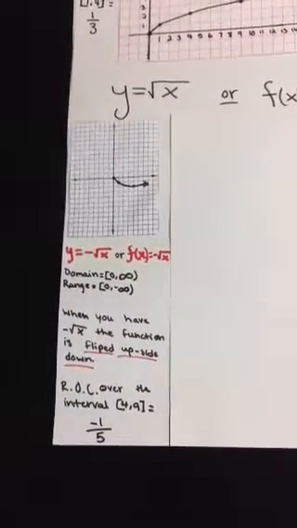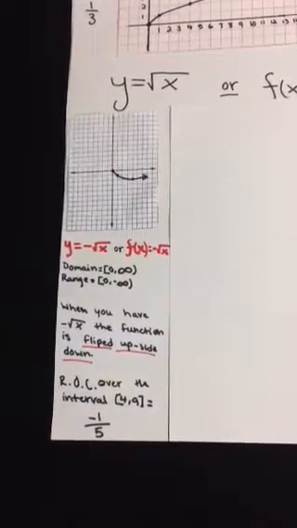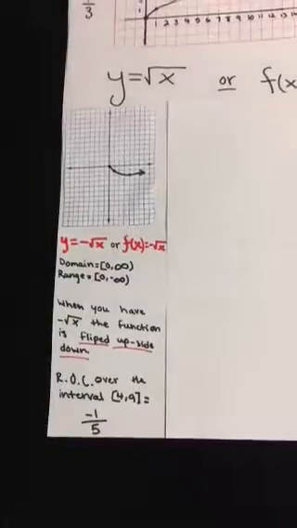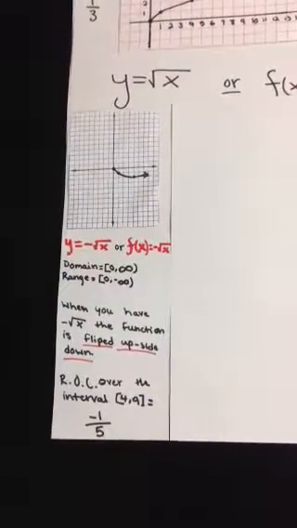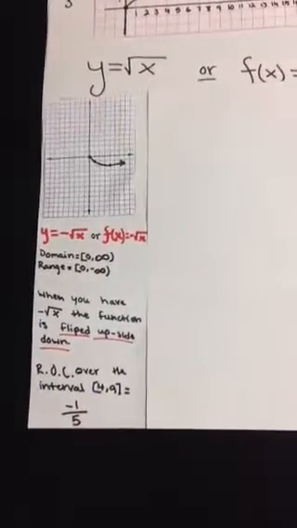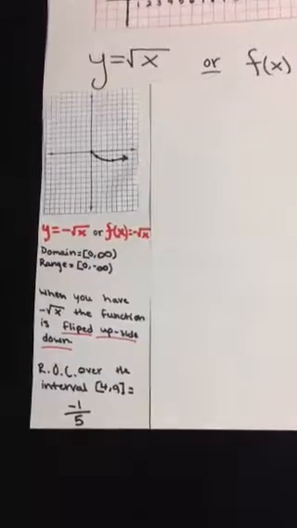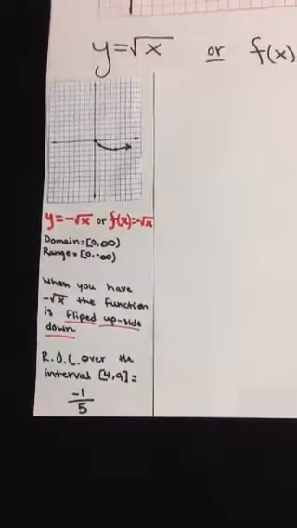Now that the function is flipped, it is written as y equals the negative square root of x, or f of x equals the negative square root of x. Although this function is becoming negative, no matter what, it will always be increasing. The rate of change of this function over the interval 4 to 9 is negative 1/5.